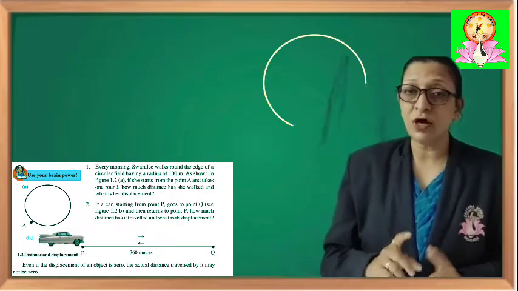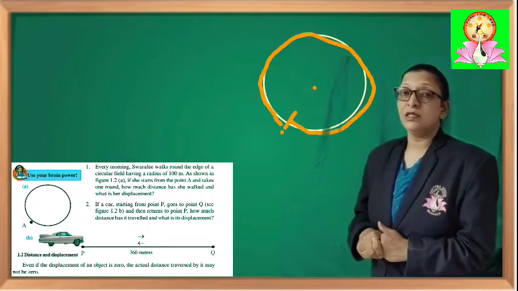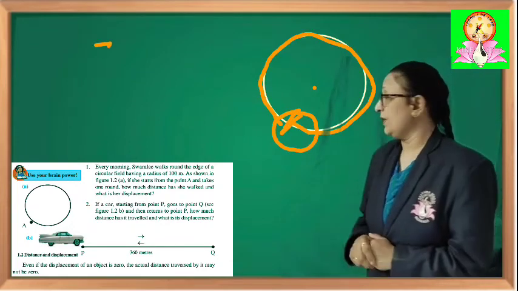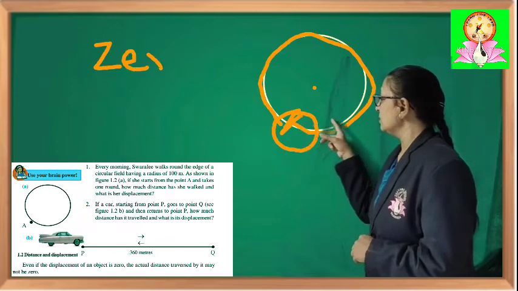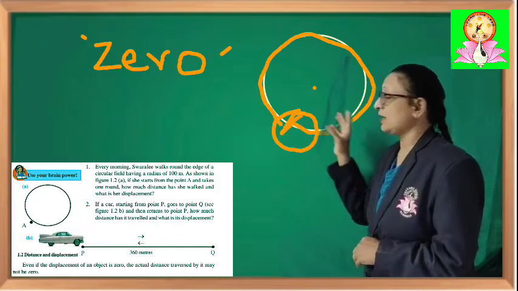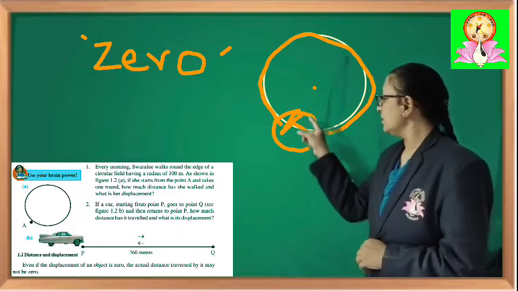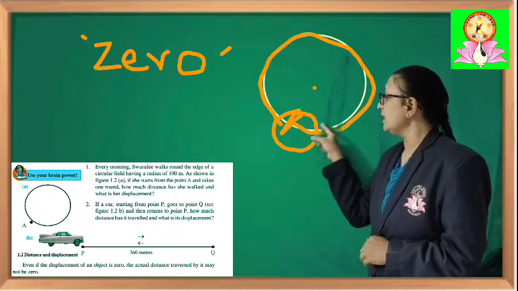And if you talk about the displacement by Swarali, then it is 0, because Swarali starts from point A, that is the initial point, and comes back to point A only, which is the final point. Means here the displacement of Swarali is 0.